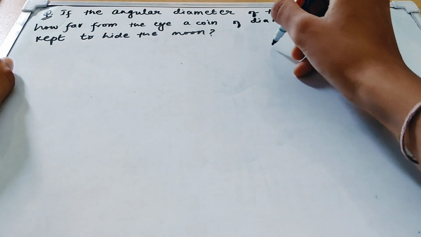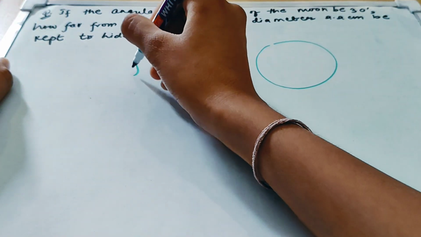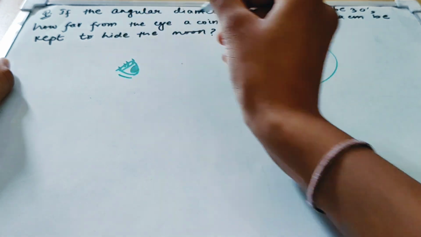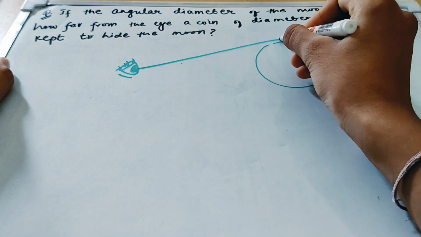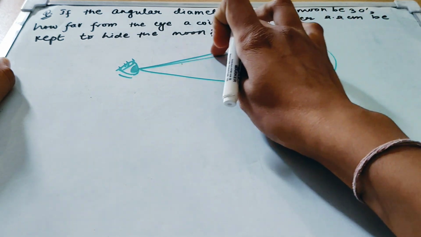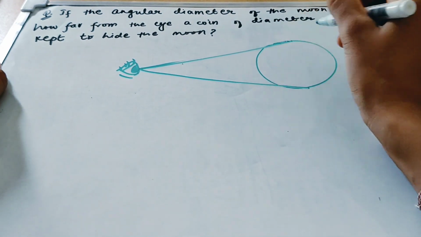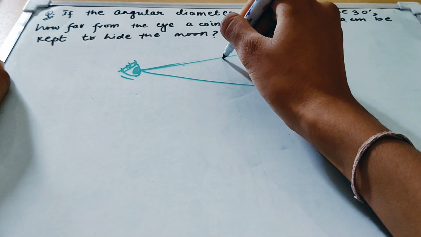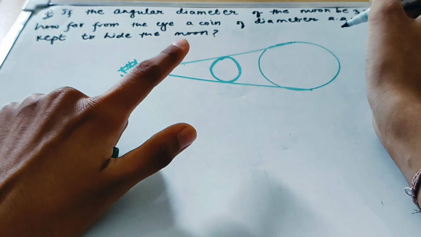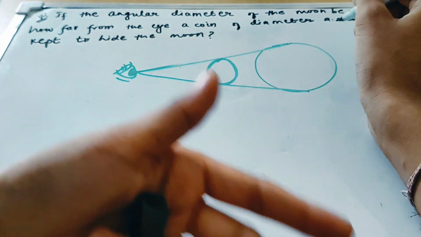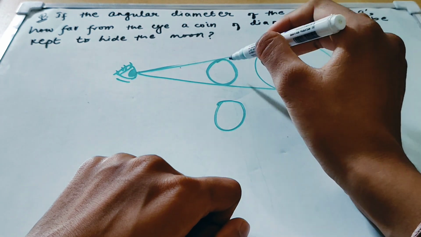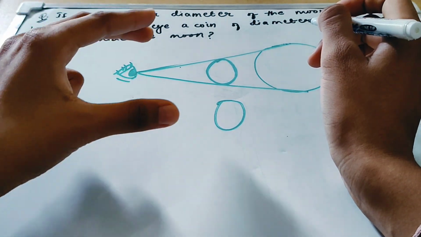Let us try. So here we have the moon, and here is an observer, an eye who is looking at the moon. To look at the moon, they have to look like this, and you have to keep a coin in the middle in such a manner that you cannot see the moon. You can understand by common sense that we cannot place the coin over here to hide the moon. We have to keep it in such a manner that it is covering this area.